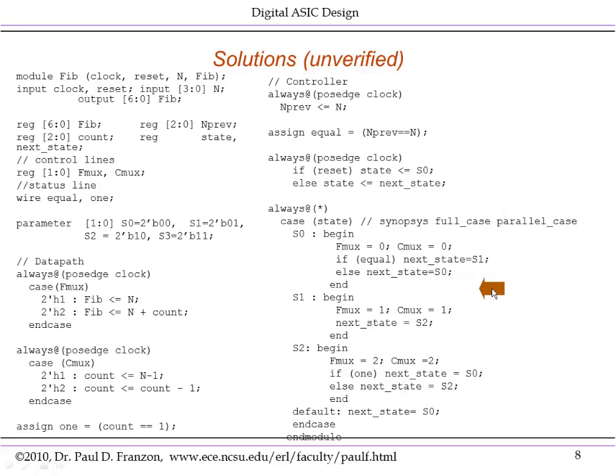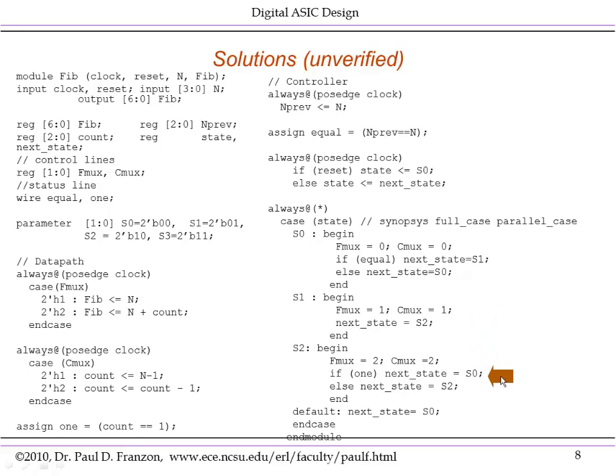Then we have our finite state machine. I just copied this from the template. State equals next state except on reset. It's a Moore machine, so the outputs are associated with the states, so I use the Moore machine template. Fmux and Cmux is 0. Then determine the branch. If equal, go to S1. Next state, just go into S2.